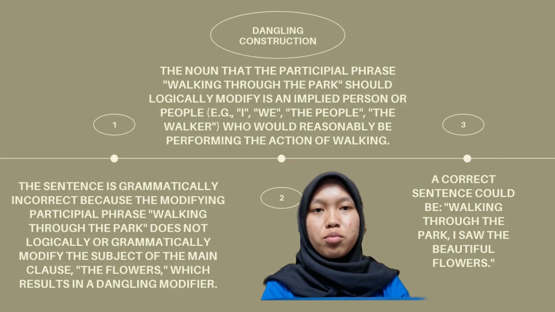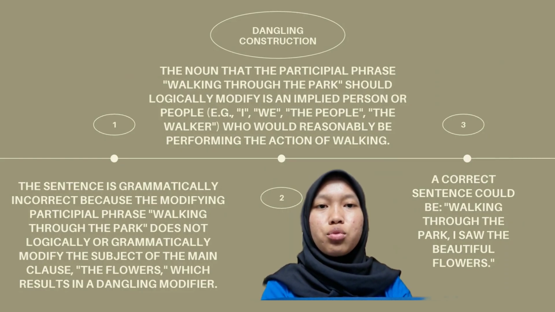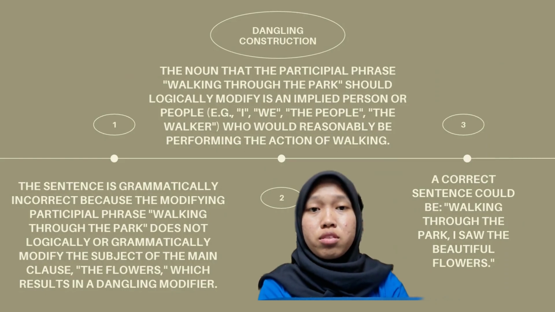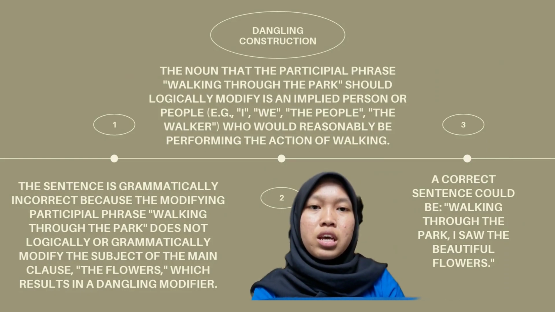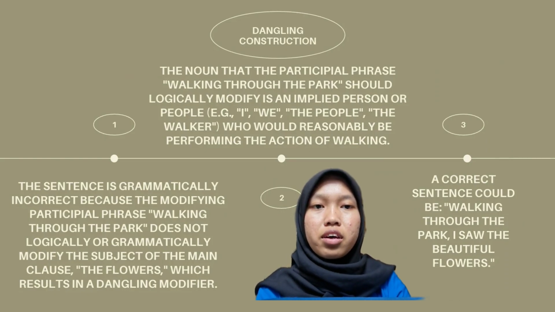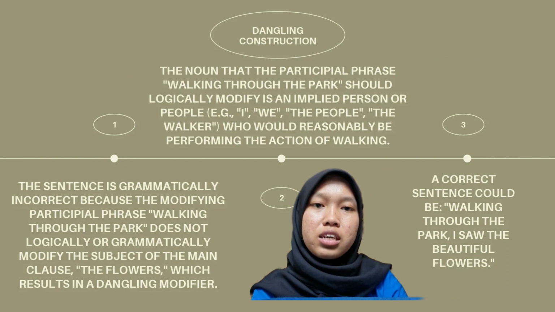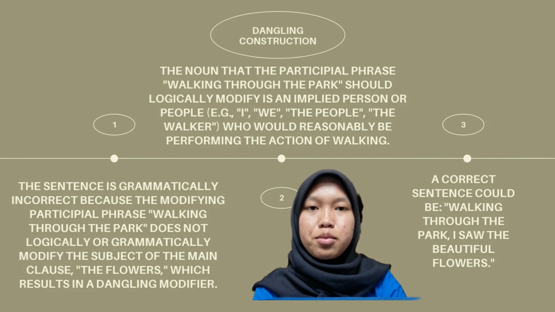The correct form of that sentence: walking through the park, I saw the beautiful flower. This correction removes the dangling construction by ensuring that the subject of the main clause, I, is the same entity that is performing the action in the participial phrase.